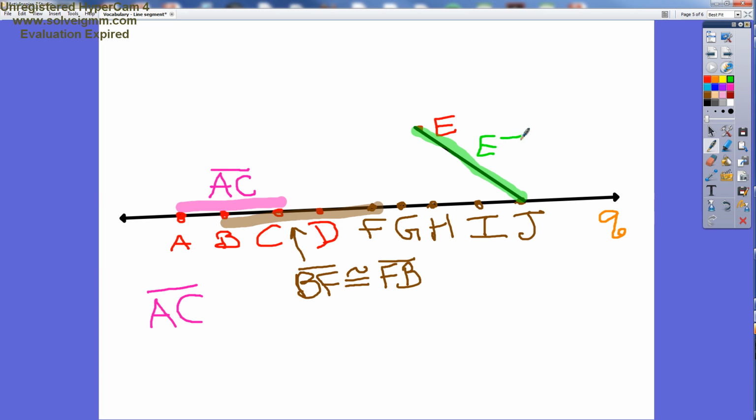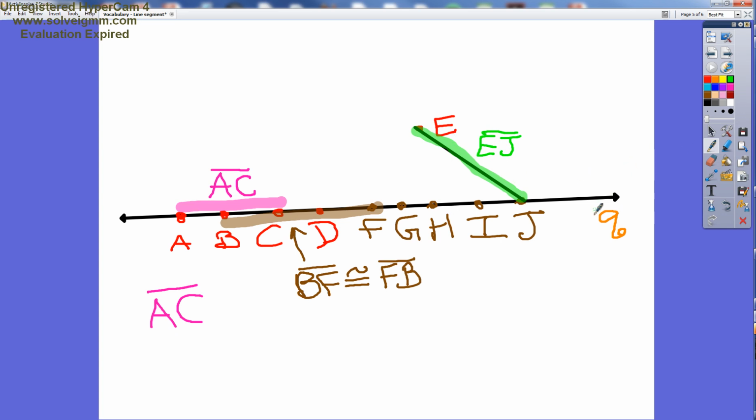Segment EJ. And again, when you're doing this and you're writing stuff down, you totally do not have to write out words like segment. There's no need for that. This little hat over the top tells me all I need to know. If you just make a little hat there without any kind of arrows or anything, that tells me that I am talking about that line segment.